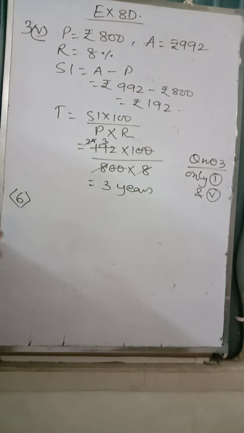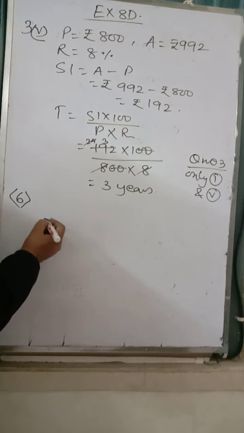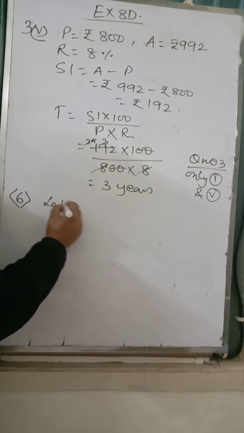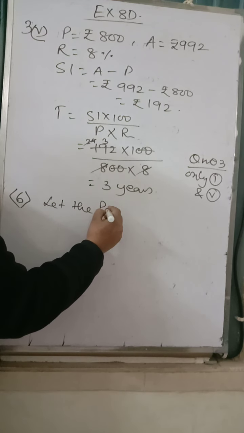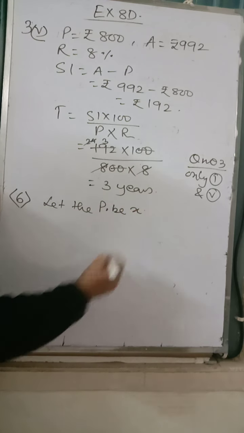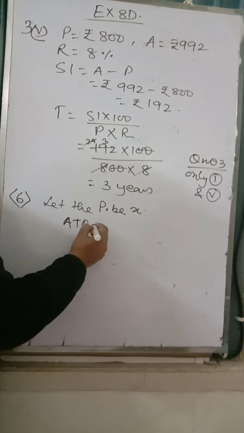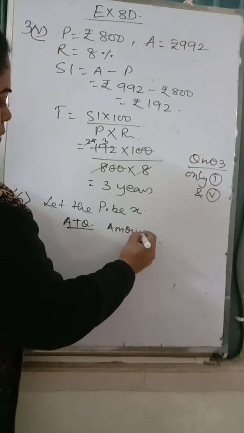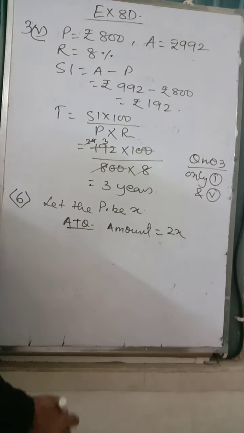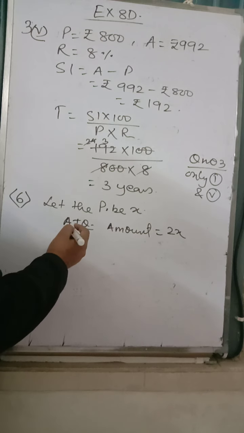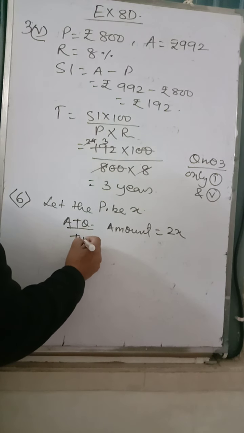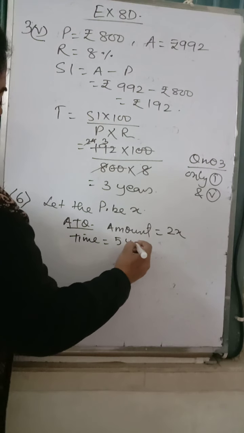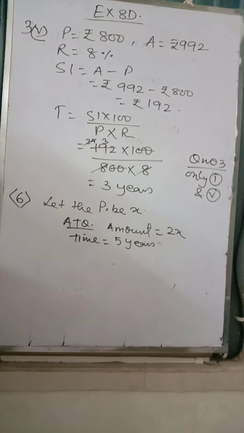Okay, so you must do what I am doing. A sum of money doubles itself in 5 years. How much time will it take to quadruple? Quadruple means 4 times. Now let the principal be X. So according to the question, the amount is double. What will be the double? 2X. Now they have asked, time is 5 years.